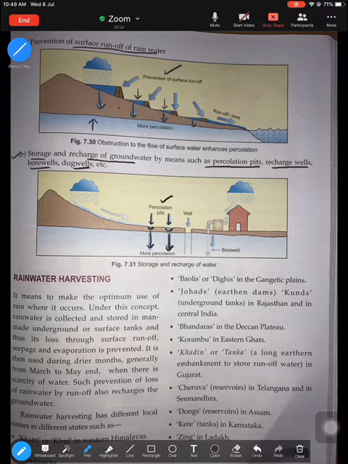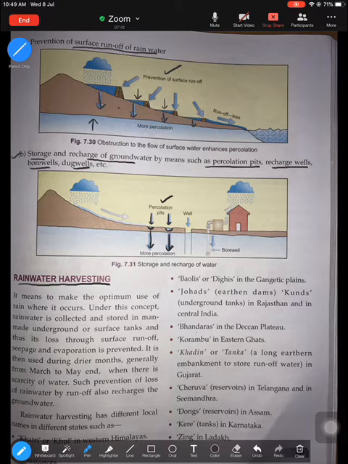The second method is rainwater harvesting. Now what is rainwater harvesting? This is the process of augmenting the natural filtration of rainwater to recharge the groundwater and store rainwater in underground reservoirs. There are many reasons to harvest rainwater. First, to make sure that the underground water does not decline. Second, to conserve surface runoff, because especially during monsoon there is a lot of runoff and it can lead to flooding and soil erosion.